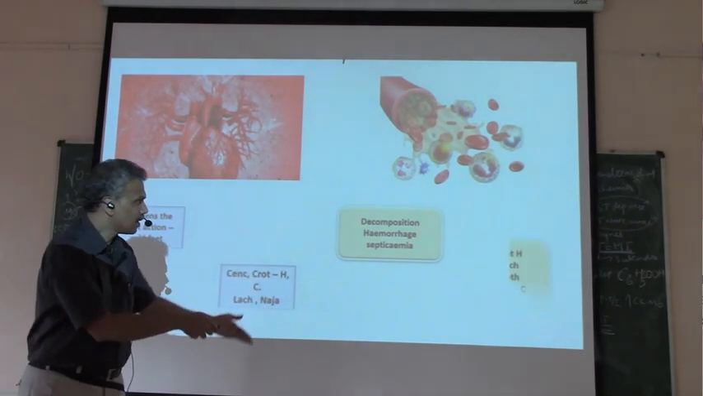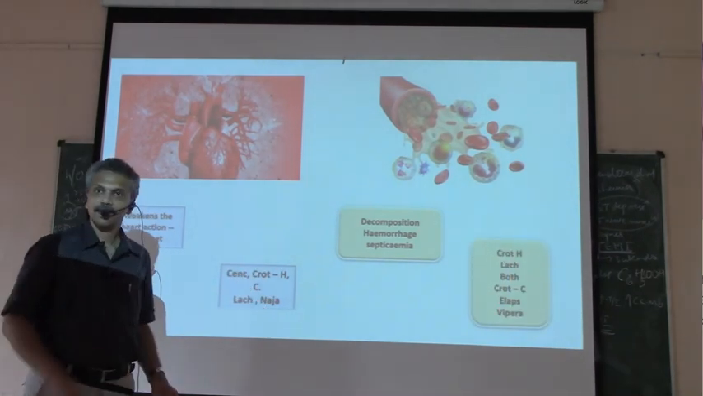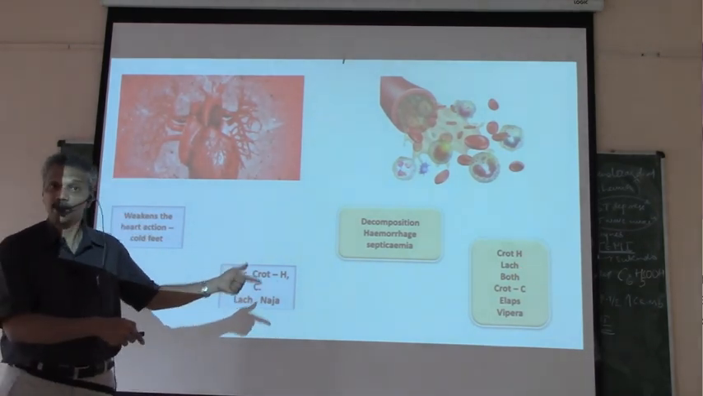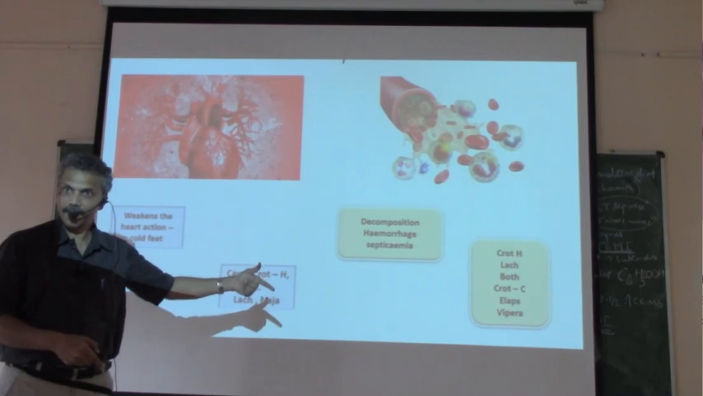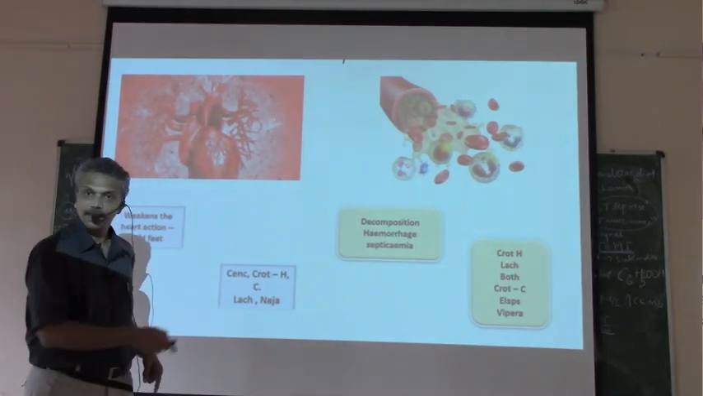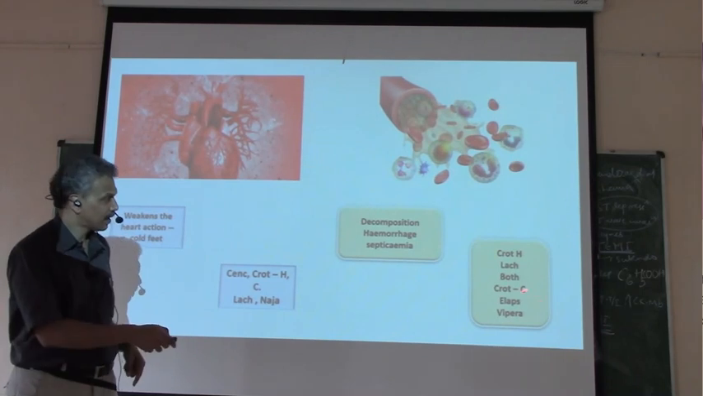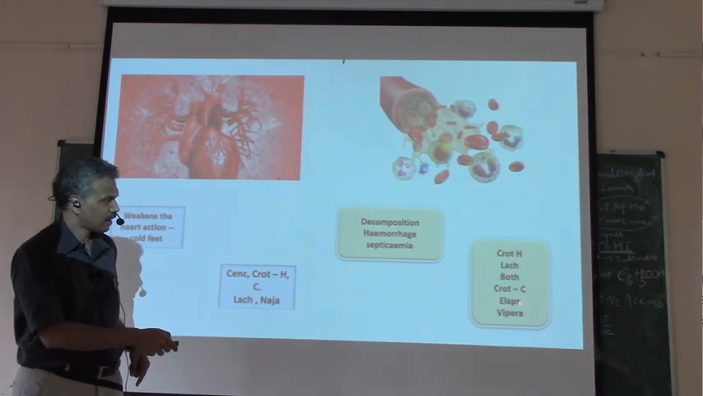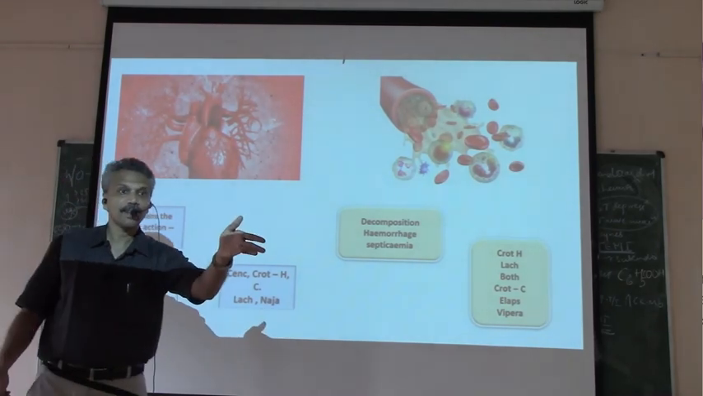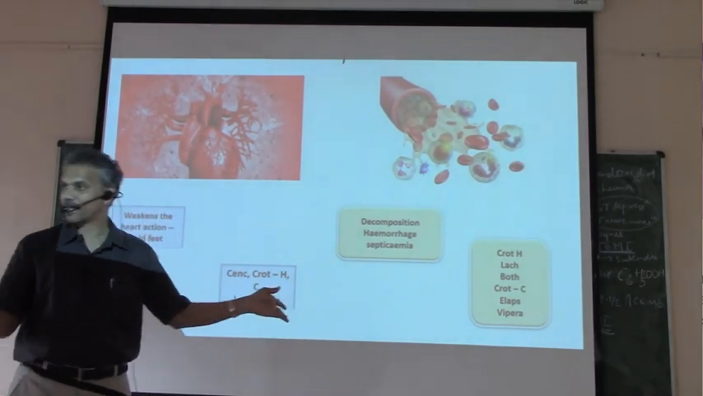Now, which are all the remedies which will affect the blood? In the hierarchy, the Ophidias affecting the blood: you have Crotalus horridus, lachesis, bothrops, three mark remedies. Then you have Crotalus cascavella. Then you have elaps. Then you have vipera. And you don't have Naja. Very good. You don't have Naja.